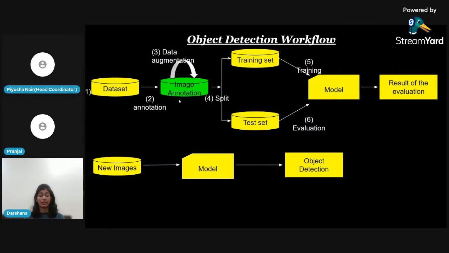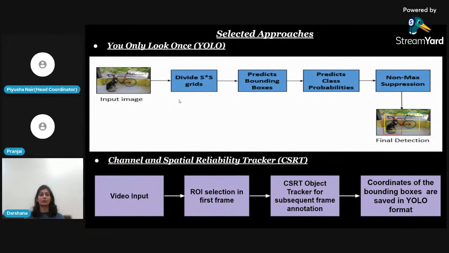We developed that application with two approaches. That was YOLO, the deep learning approach, and the second approach was the computer vision approach, CSRT, the channel and spatial reliability tracker. So these were the two selected approaches with which we built an application. Almost 50% of the time of the whole project is invested in the annotation part, and we have reduced that to 10%. Now you don't have to sit and annotate, right? The application will do that on its own.